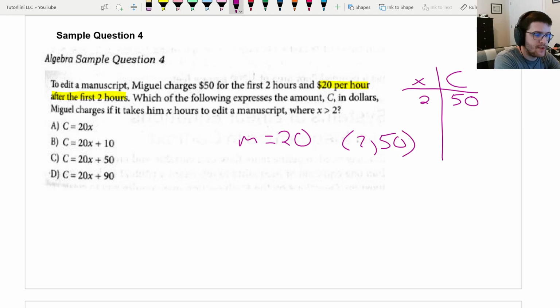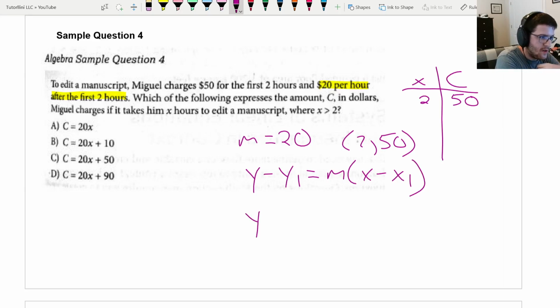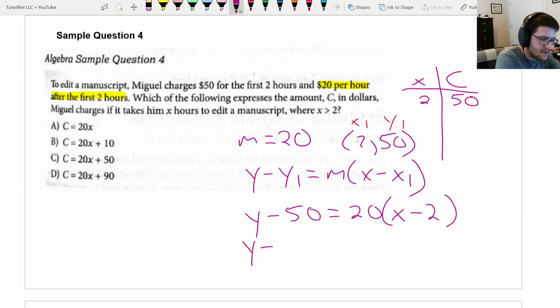So why don't we use point-slope? y minus y1 equals m times x minus x1. There's other ways to do this, but we're going to call this guy x1 and y1. So we'll do y minus 50 equals 20 times x minus 2. Hopefully this works. We distribute. We get 20x. 20 times negative 2 is minus 40.